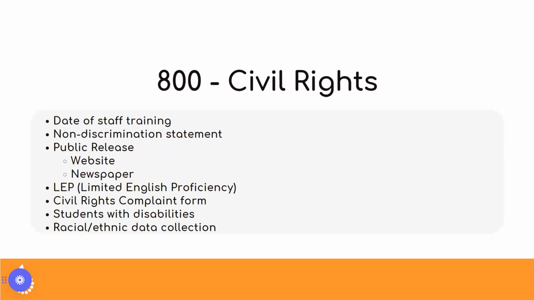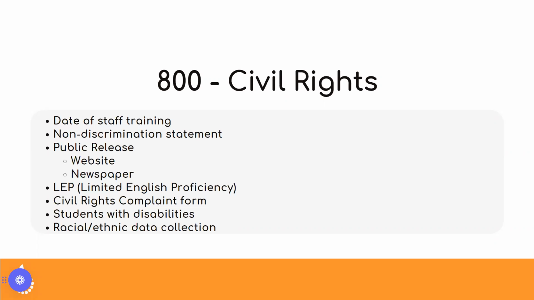Then section 800 is civil rights. This is looking for the date that you did training of your staff on civil rights. This is required to be done every school year. They're going to want to know what is the non-discrimination statement that you are putting on all papers going to the households from food service. And yes, that statement does need to be included on every document that is being sent home from the food service department.